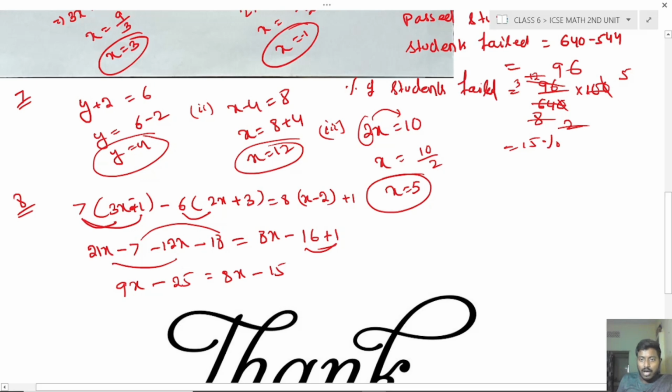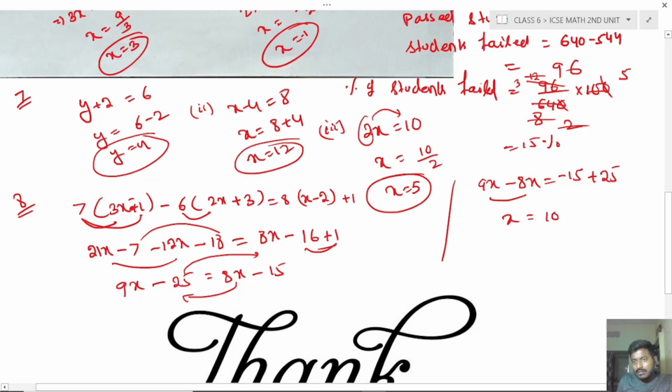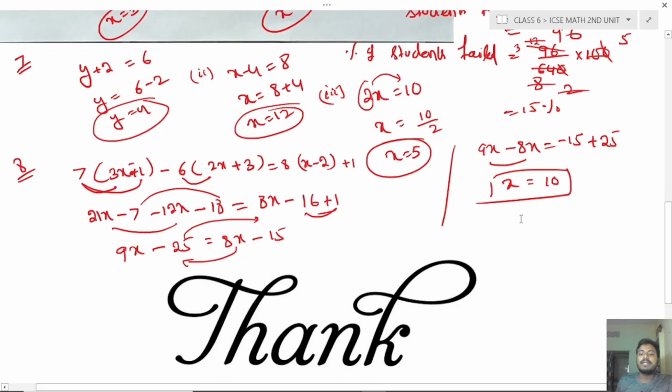Understand? Now we can write 9x minus 8x. When you shift it, then 8x becomes minus 8x and minus 15 becomes plus 15, and 25 goes to the other side. Clear? Because on the left side it is plus 25, when it goes to the right side it will be minus 25. Now subtraction, that is x equal to 10. Answer. So completed.